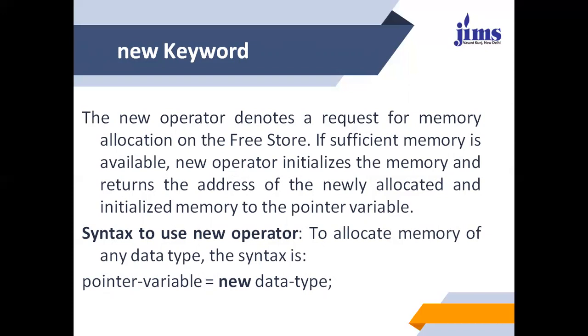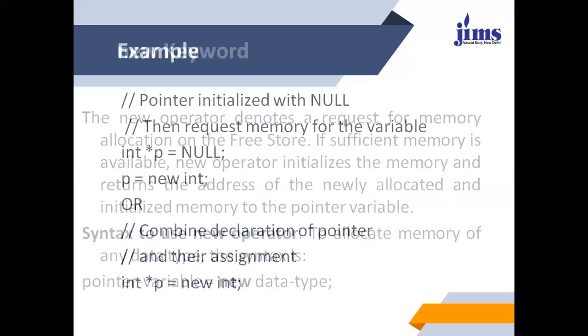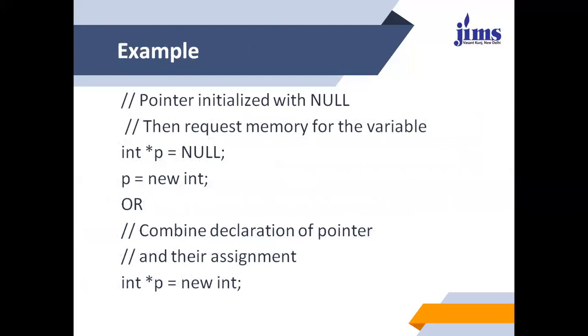So as you can see, what is the syntax to use the new operator? To allocate memory of any data type, the syntax is: there has to be a pointer variable, then equals to, then new is the keyword. It has to be in small letters only, and then the data type. For example, int *p = new int. I have shown two methods here. You can opt for any one.